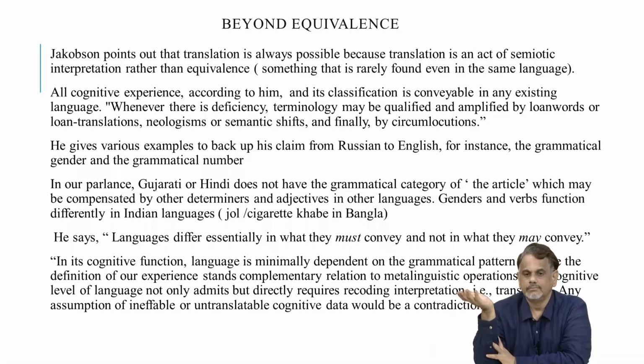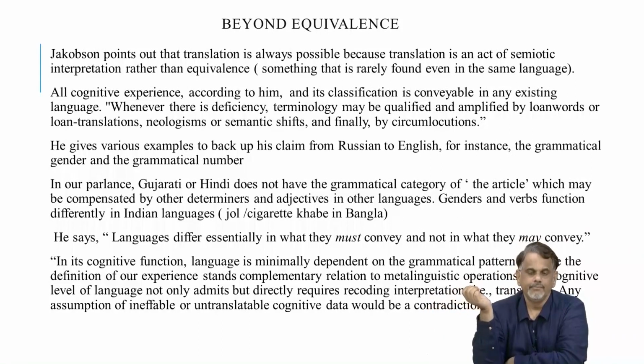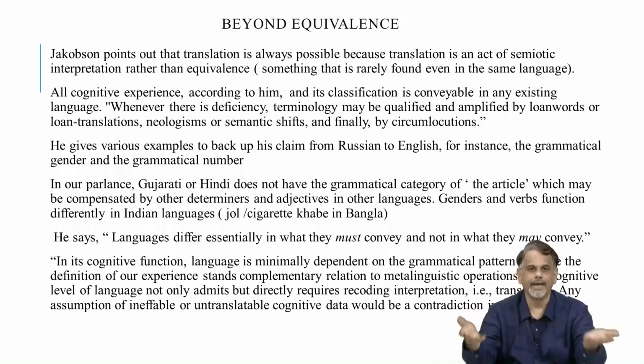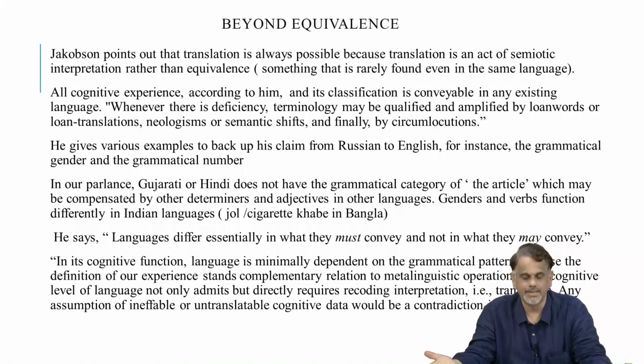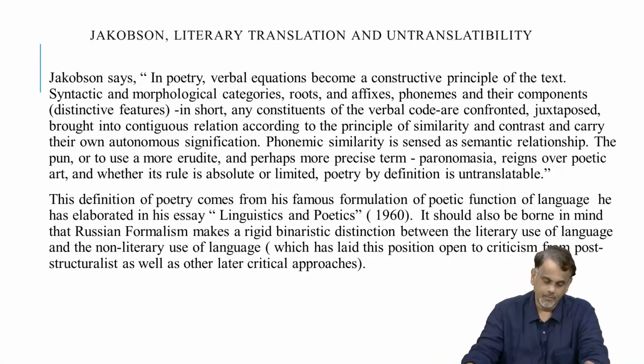And so, the assumption of ineffable or untranslatable cognitive data would be a contradiction in terms, right. So, there is no such thing like incommunicable message, right, because that is paradoxical. If something can be communicated, it means it is a message. So, there is no such thing like incommunicable message, and that is a very important idea over here.